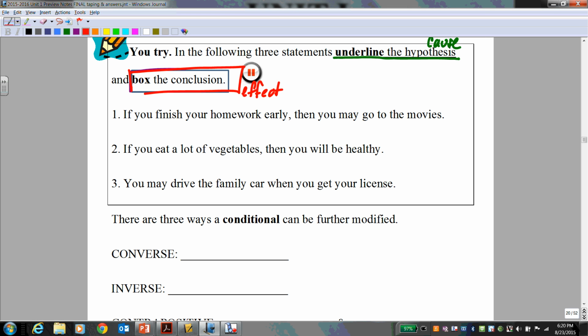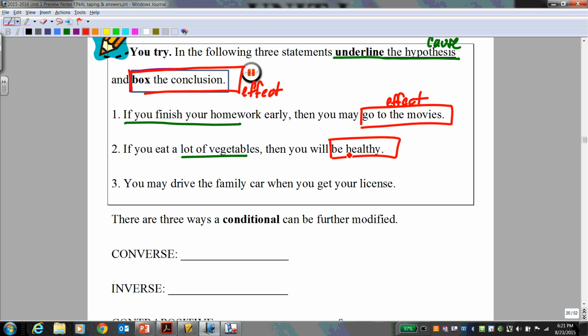Welcome back. Number 1 says, if you finish your homework early, then you can go to the movies. The conclusion is going to the movies. That's the effect. Whereas the cause or the hypothesis is finishing your homework. So the hypothesis, if you finish your homework, the effect or the conclusion is then you get to go to the movies. Number 2, if you eat a lot of vegetables, then you will be healthy. So if you eat a lot of vegetables, that's the hypothesis. You will be healthy, that's your conclusion or your effect.